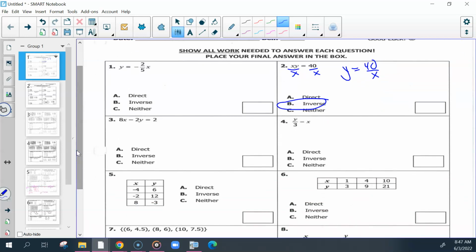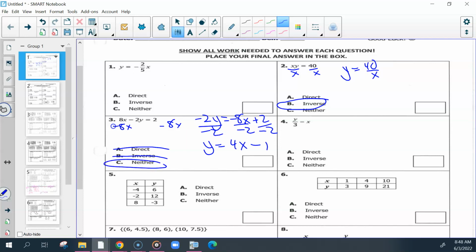Here, this is going to be in the format of a line, but solve for y. -2y equals -8x plus 2. Divide everything by -2. So y equals 4x minus 1. This isn't direct because the y-intercept is not 0. The x is not dividing, so it's not inverse, it's negative. So even though it's a line, it doesn't go through 0, 0, so it has to be neither.